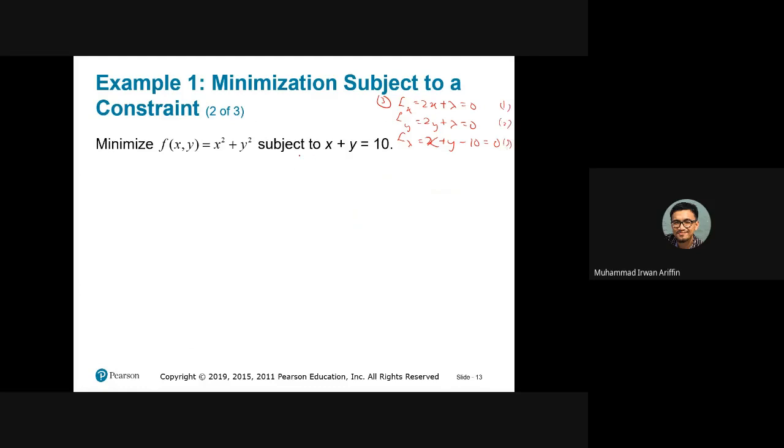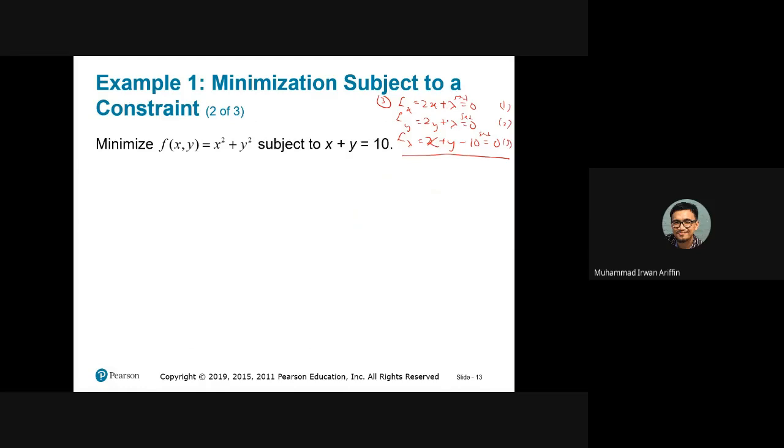Okay, so now we need to find the critical point. So how do we find the critical point? We have 3 unknowns: x, y, and lambda, and we have 3 equations. So we have enough information to solve for the values of x, y, and lambda. We have 3 equations and 3 unknowns, so we can solve for x, y, and lambda in principle. All of these, we set them equal to 0.